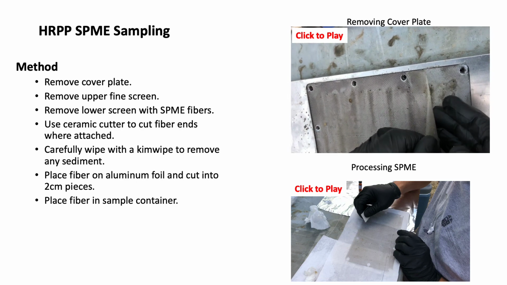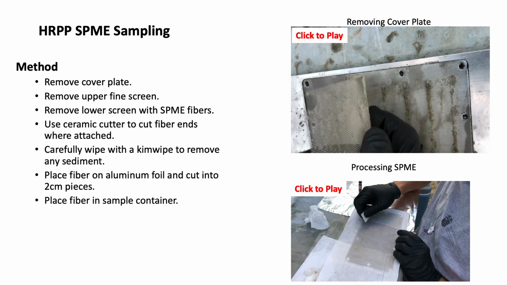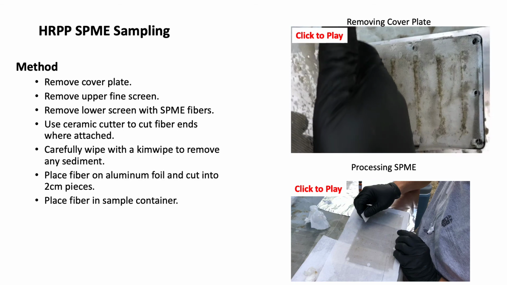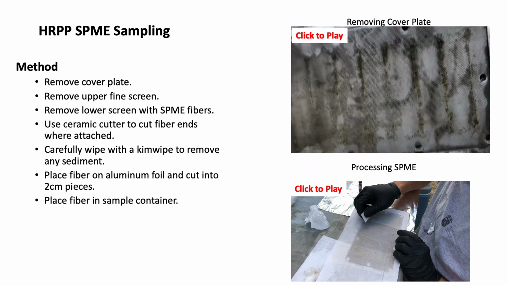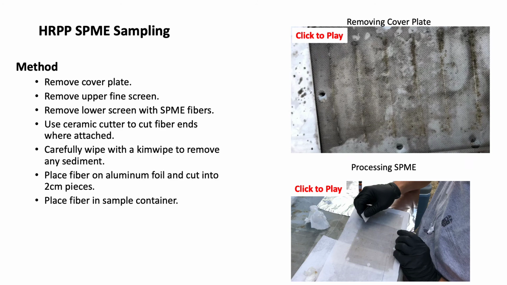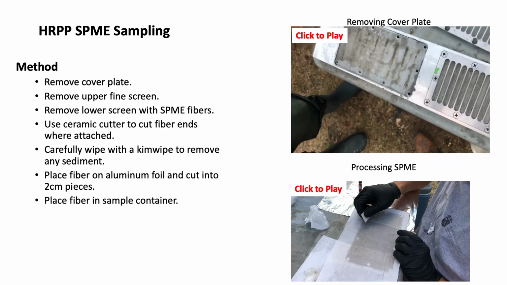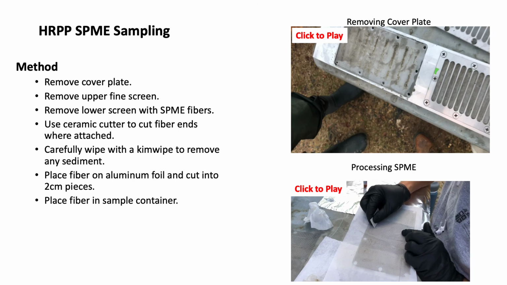The fibers are cut into appropriate lengths, usually 2 centimeter pieces, and then placed in a sample container, which also contains an appropriate solvent to prevent loss of the contaminant during shipping. The top picture can be clicked on for a short video showing the removal of the plate and the sampling of the fibers.